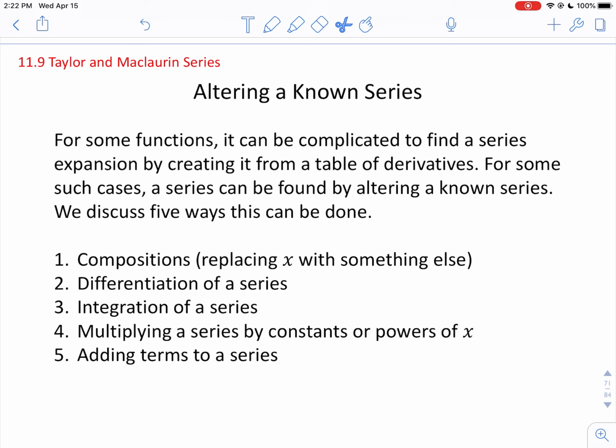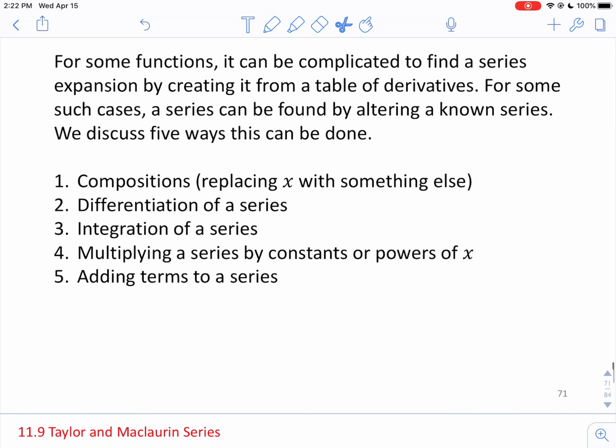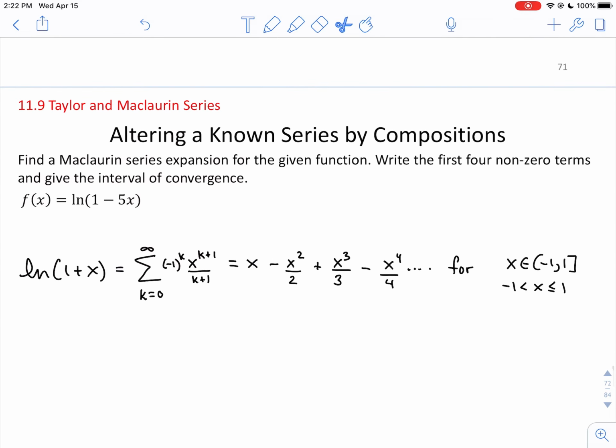We'll illustrate these one at a time, what it means and what the effects are on, say, the interval of convergence. Let's do a composition first. Find a Maclaurin series expansion for the given function. Write the first 4 non-zero terms and give the interval of convergence. We're going to be able to find a series for this new function by simply altering the series that I've already created for the natural log of 1 plus x. And we're going to do it by using a composition.